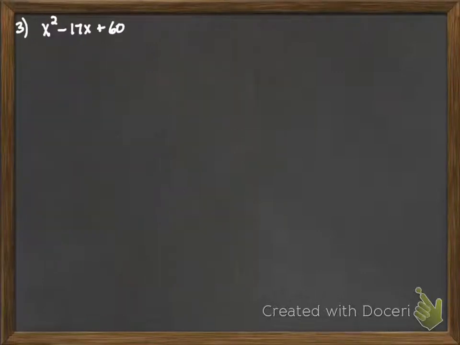Our third example is x squared minus 17x plus 60. Again, we're looking for things that multiply to be 60 and add together to be negative 17. So again, please pause the video. Take a couple of minutes now and try to work this problem out on your own. It's best to try this, and then you can always go back to the video if you really are stuck.